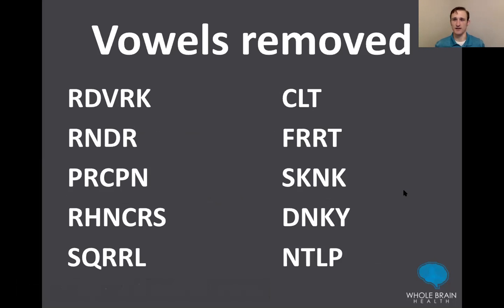In this next one, our next brain teaser, we have 10 words here, and the vowels have been removed. Can you determine what animals these are? All these words are names of animals, and all that's been taken out is just the vowels. I'll give you about 10 to 15 seconds to determine which animals these are.